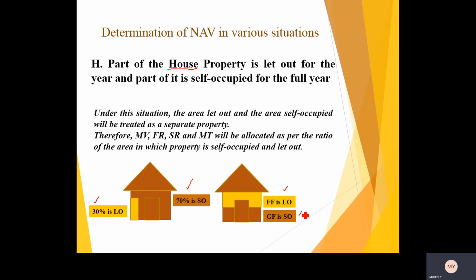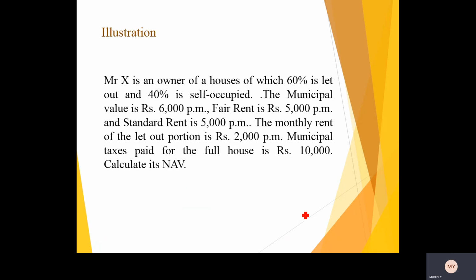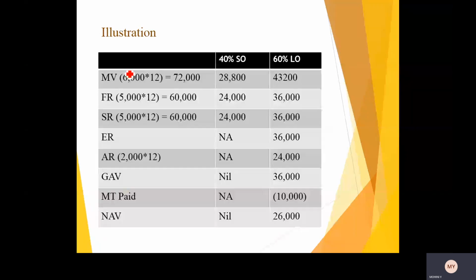Okay, so for example, Mr. X is an owner of a house of which 60% is let out and 40% is self-occupied. The municipal values are this. The monthly rent is this. Municipal taxes paid for the full house is 10,000. Okay, calculate its NAV. So we'll consider this 60% as a let out separate property and 40% as a separate property. Okay, municipal value is 6,000 per month. So 6,000 into 12 is 72,000. So 40% is 28,800. 60% of this is 43,200.